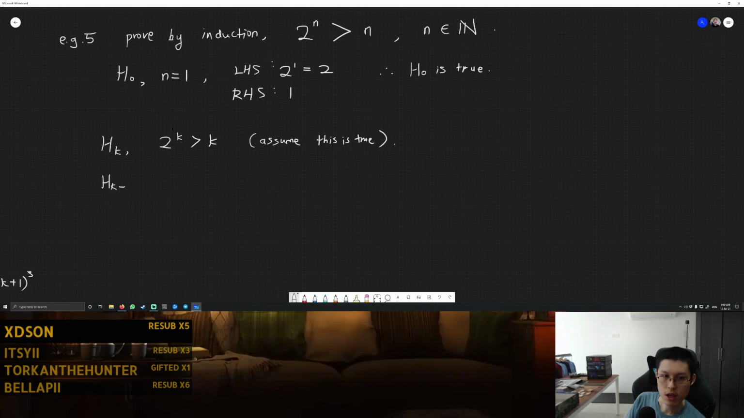And then we have to show that hk plus 1, 2 to the power of k plus 1 is greater than k plus 1. So this is our objective. This is what we are trying to show. This is our goal. So how do we show this? Well, we're going to start with the statement that we know is true, which is, spoiler, this guy. So we're going to start with this.